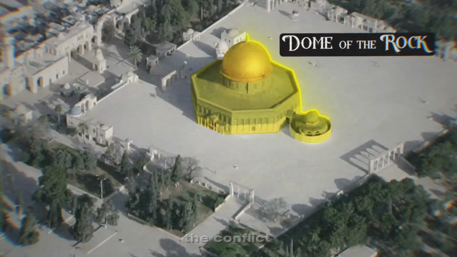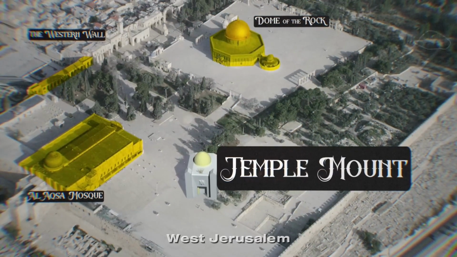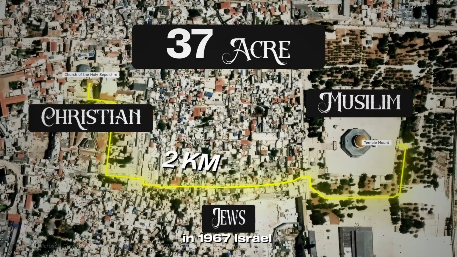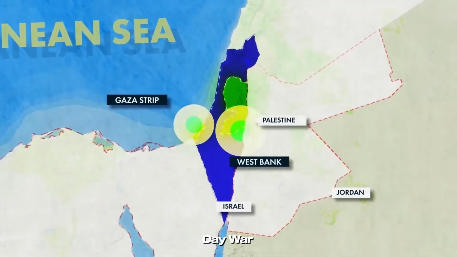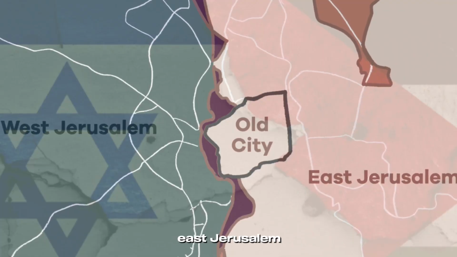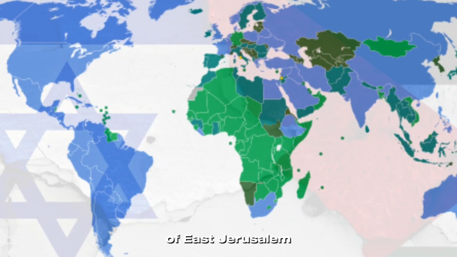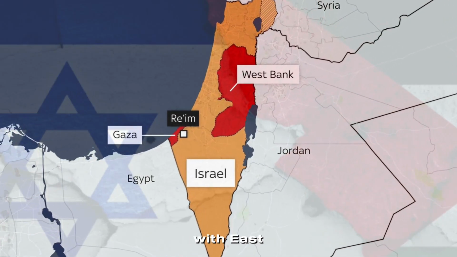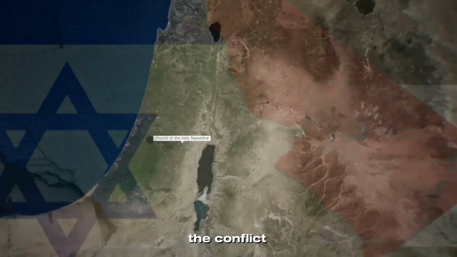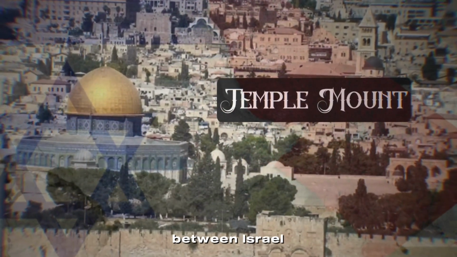As I mentioned before, the conflict over Jerusalem dates back to the 1948 Arab-Israeli War, when Israel captured West Jerusalem and Jordan captured East Jerusalem. In 1967, Israel captured East Jerusalem, along with the West Bank and Gaza Strip, in the Six-Day War. Israel has since annexed East Jerusalem, a move that has been widely condemned by the international community. The annexation of East Jerusalem has been a major source of tension between Israel and the Palestinians, as it has made it difficult to establish a Palestinian state with East Jerusalem as its capital. The conflict over Jerusalem is a complex issue that has contributed to the ongoing conflict between Israel and Hamas.